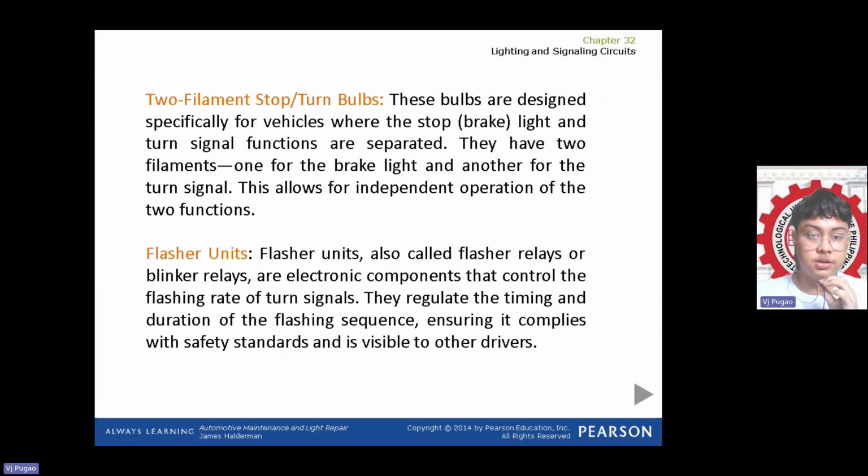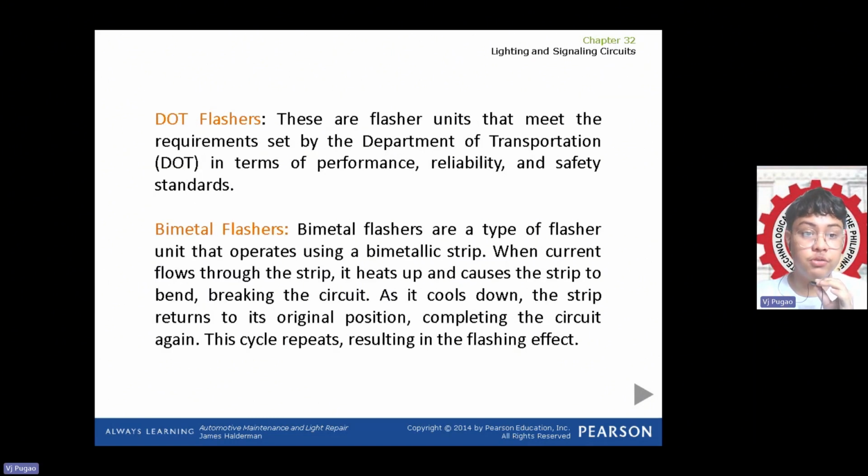The flasher units. Flasher units, also called flasher relays or blinker relays, are electronic components that control the flashing rate of the turn signals. They regulate and time the duration of the flashing sequence, ensuring compliance and safety standards so it is visible to other drivers. The DOT flashers. These are flasher units that meet the requirements set by the Department of Transportation in terms of performance, reliability, and safety standards.